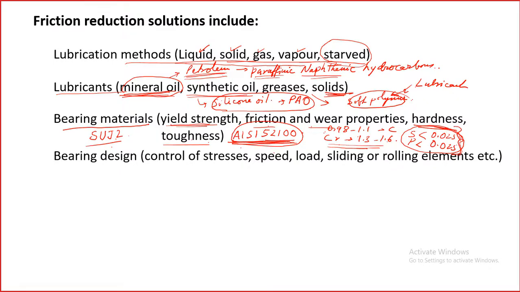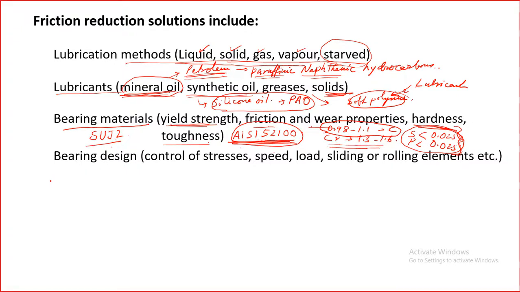All the bearing components like bearing balls and the raceways are all made of this steel. This steel can be hardened because the carbon percentage is high, therefore it is hardened by oil quenching. So by oil quenching you can harden this material.